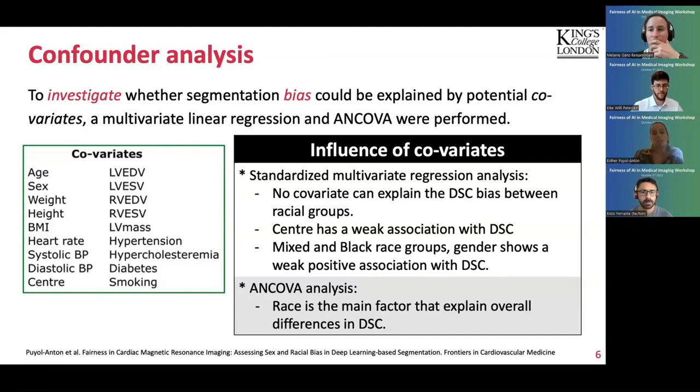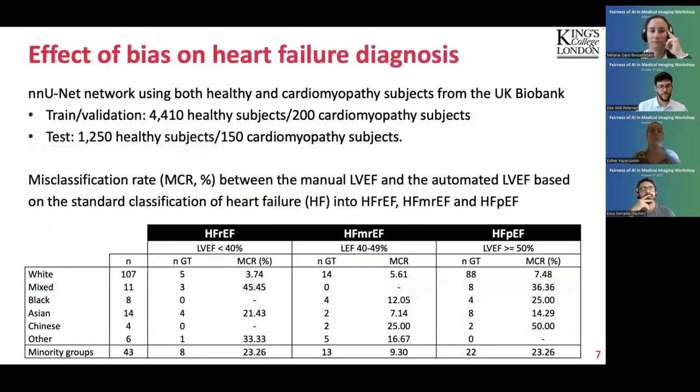And in the ANCOVA analysis, what we showed is that the overall factor that explained the difference of dices was race. So again, there couldn't be a clear biomarker or something that could explain all this bias. So then the next question was, if we see that there's a bias and it cannot really be explained, will it have an effect on the diagnosis?